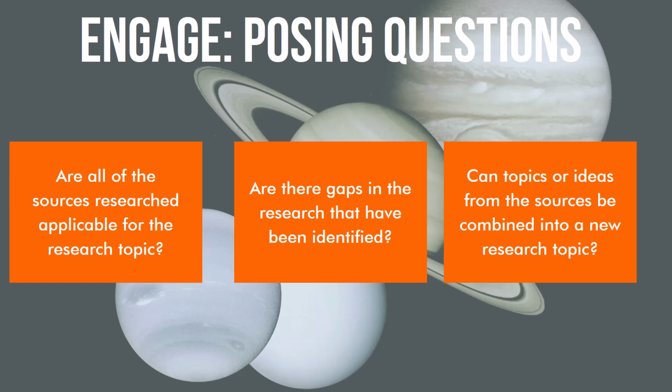And then, are there any topics or ideas that could be combined? So with the solar system, you probably don't want articles from a really long time ago because things have changed. Also, for gaps in the area, it could be Planet X, like I mentioned earlier. And you could always combine ideas, like maybe comparing two different planets, NASA missions, or how different governments have space programs. So there's a lot of different things you could do with that topic, and that's something you'll be thinking about when you're engaging with your research.